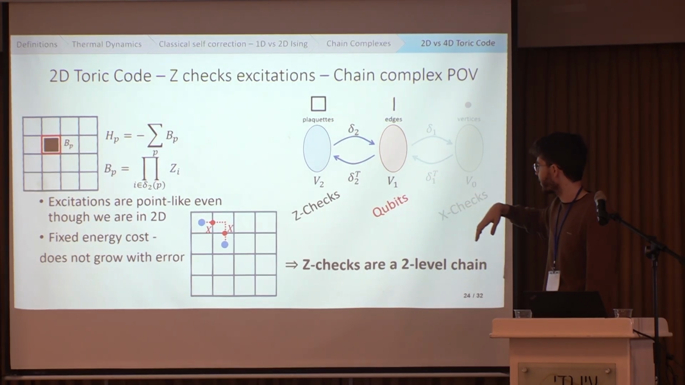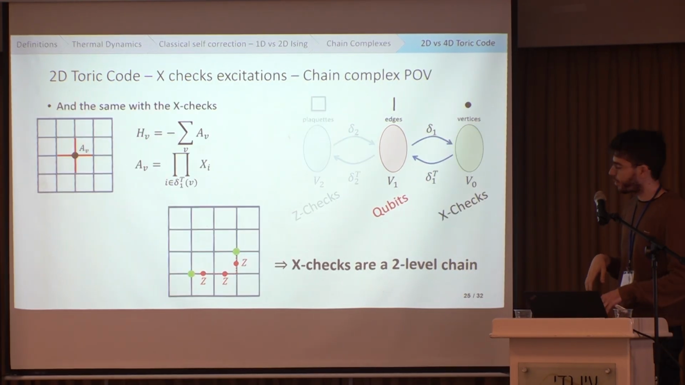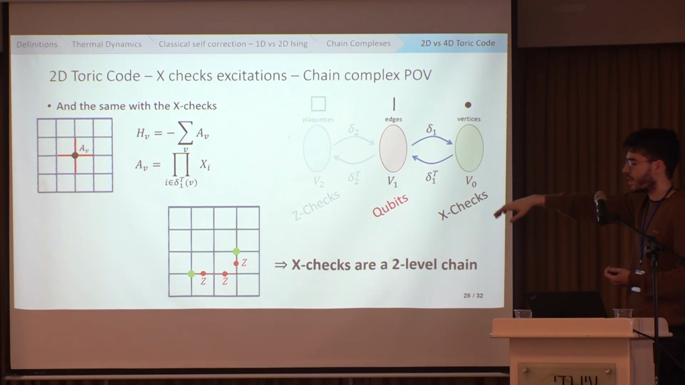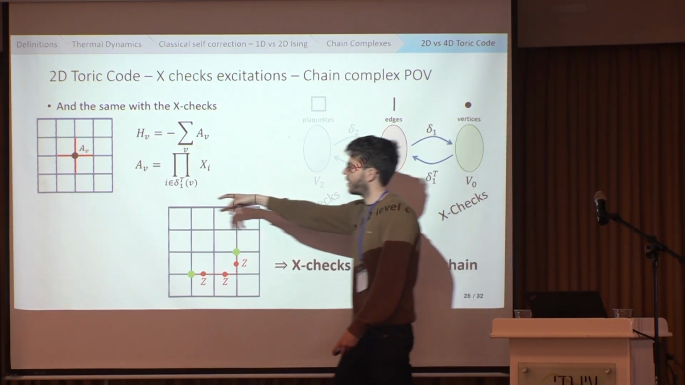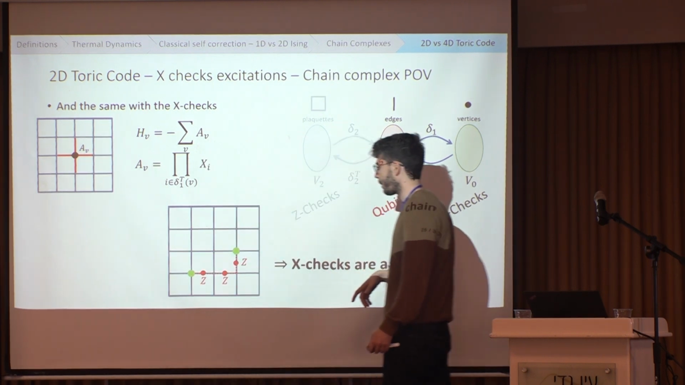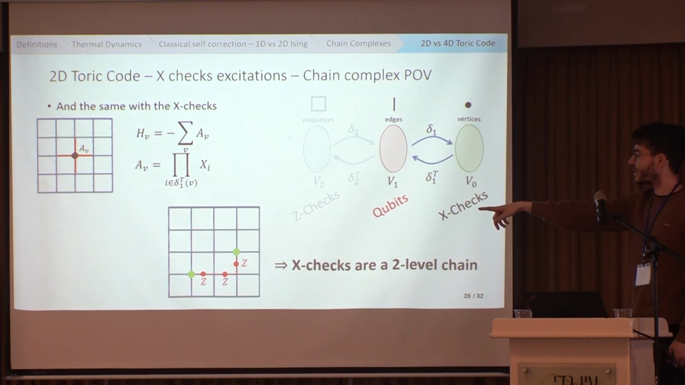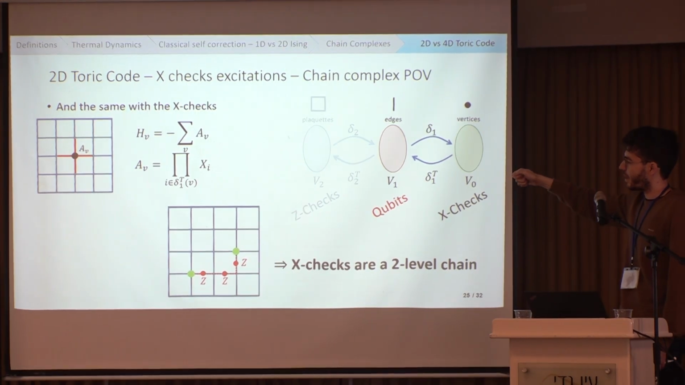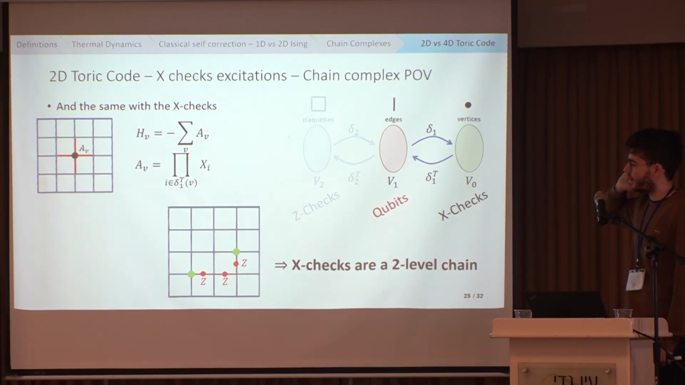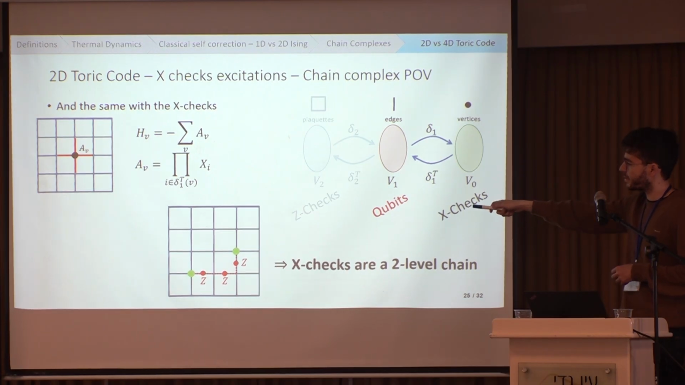Okay? And the same happens with the X checks, but with the co-boundary. X checks live on the vertices, and we create again strings, and we pay only with the boundaries of the string, which are the triggered X checks. And again, we have a 2-level chain.